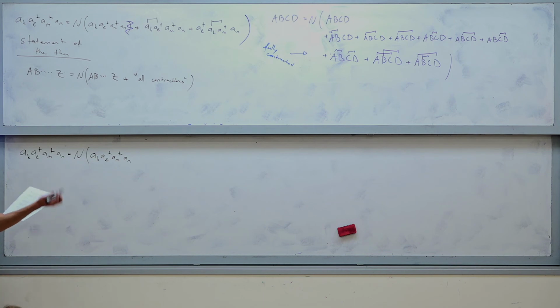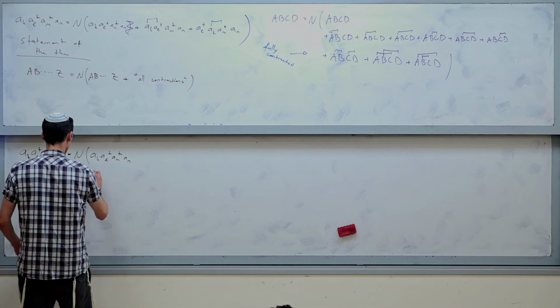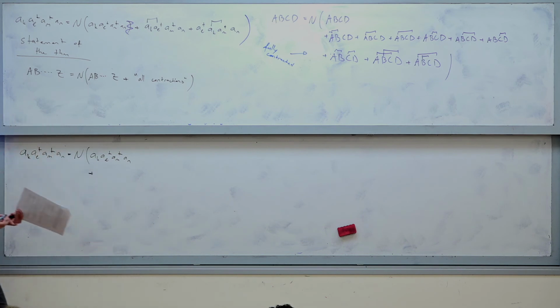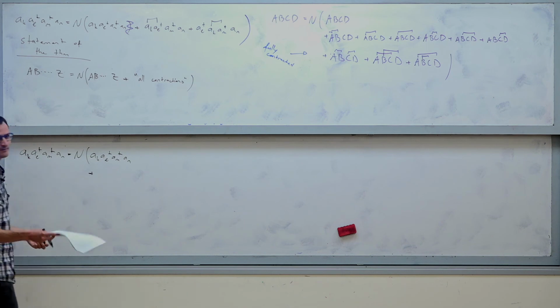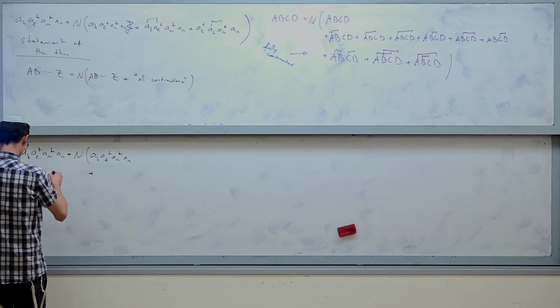And now I have to take all contractions. So I have 6 single contractions. What are we proving? We're not proving anything. We're applying Wick's theorem to this operator. This is A, this is B, this is C, this is D. Okay?